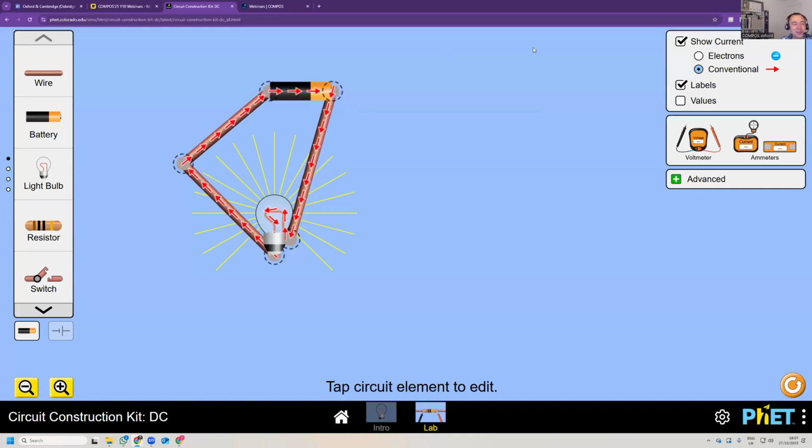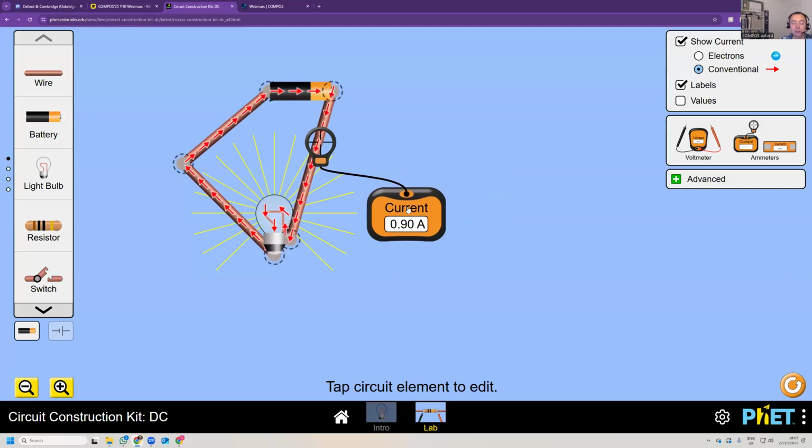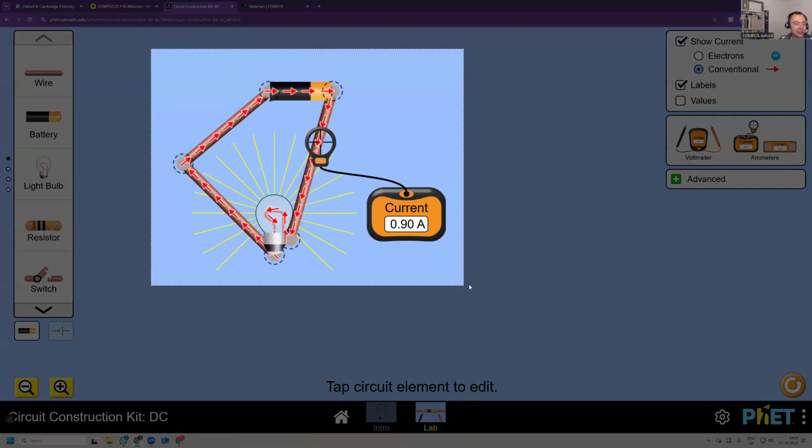Anyways, there are characteristics such as the current. Current simply measures how many coulombs of charge, so how many coulombs of electrons, how many bags of electrons, pass the wire in a second. So 0.9 amps means 0.9 coulombs of electrons per second. So let's make a note of that.